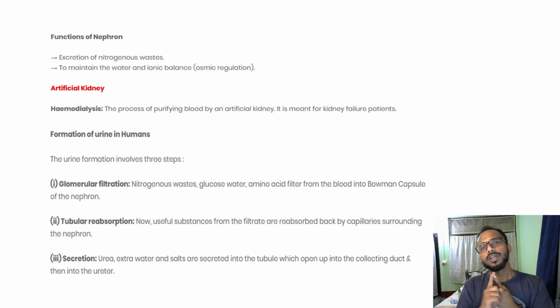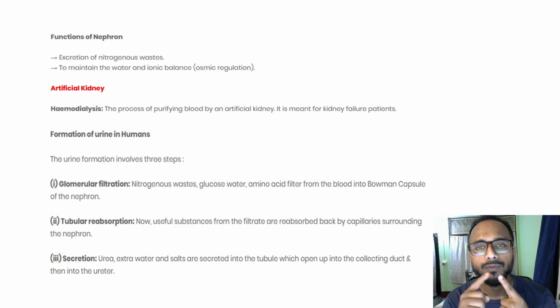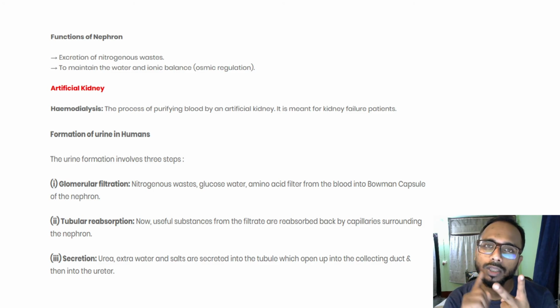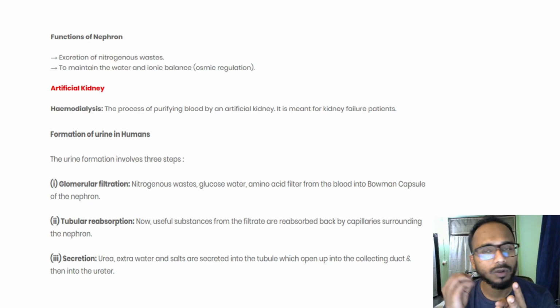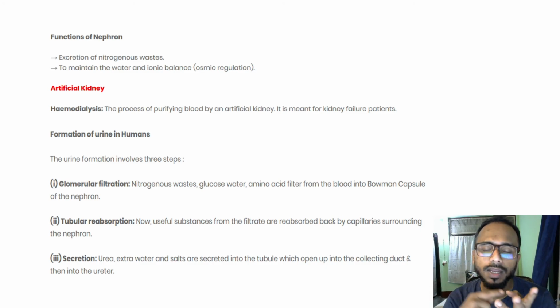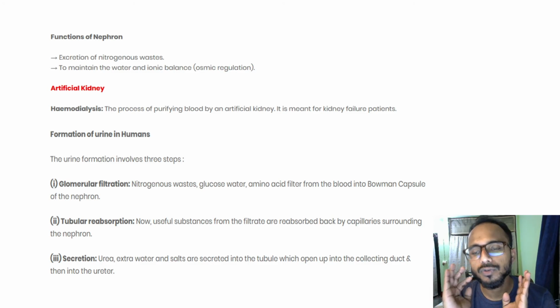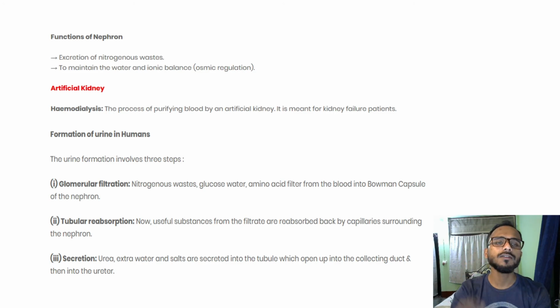So initially all the nitrogenous waste, glucose, water, amino acids are filtered. In the second step, all the useful substances are reabsorbed by the body. In the third step, all the urea, extra water and all the salts that are not wanted by the body are released through the urinary bladder. Okay, three steps in the formation of urine.